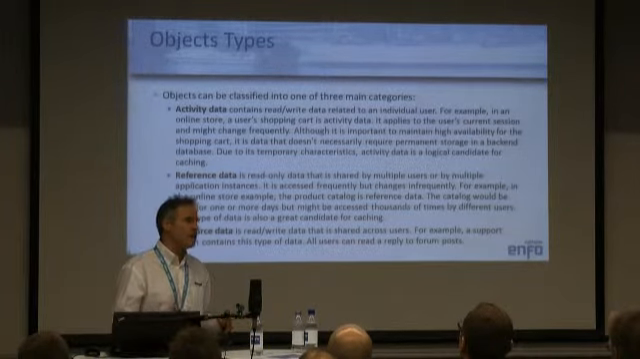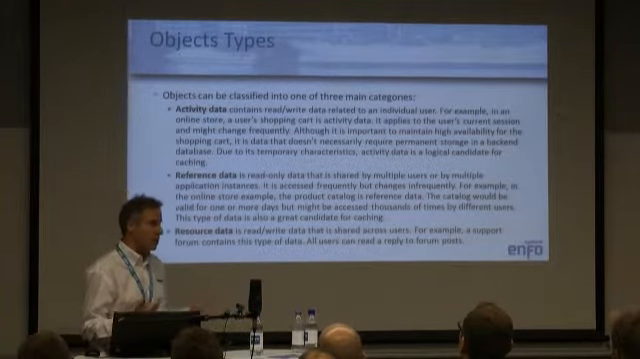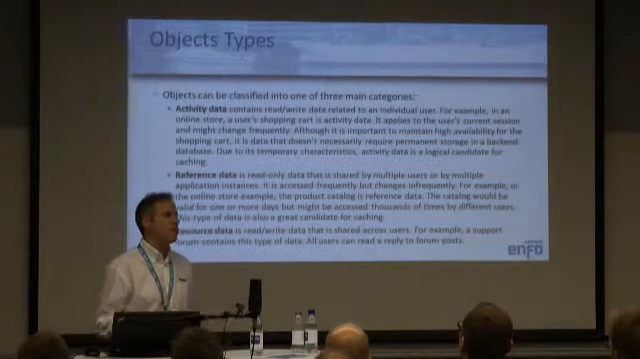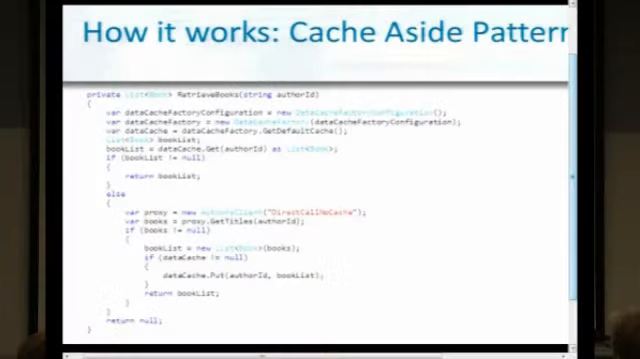Resource data are data that are shared across multiple users and multiple applications, and they change quite frequently. So they are not a good candidate for the distributed cache. Okay. So how does it work?